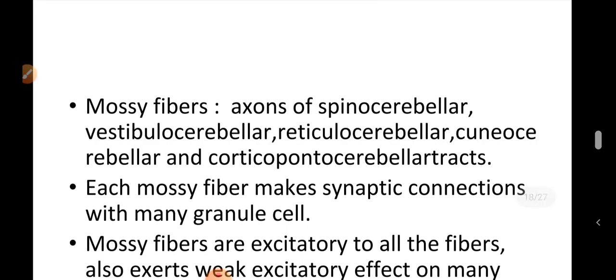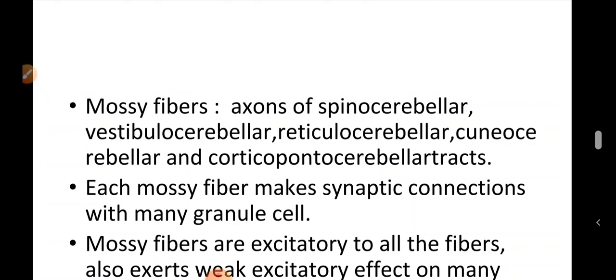Mossy fibers. Like climbing fibers, mossy fibers have many sources of origin. These are axons of spinocerebellar, vestibulocerebellar, reticulocerebellar, cuneocerebellar and corticopontocerebellar tracts. So all these fibers coming together form mossy fibers.